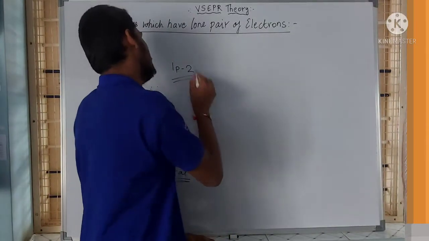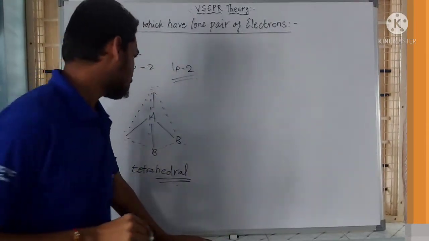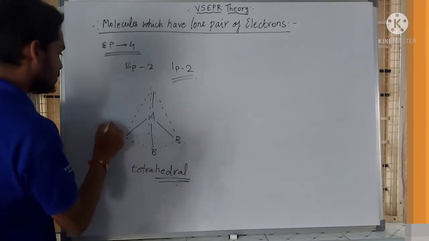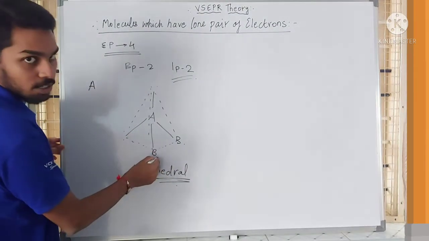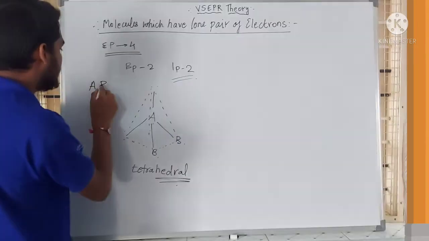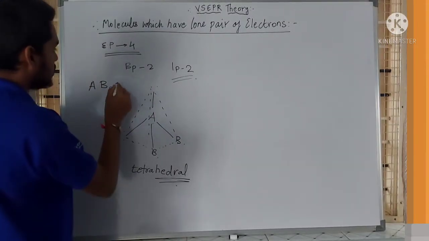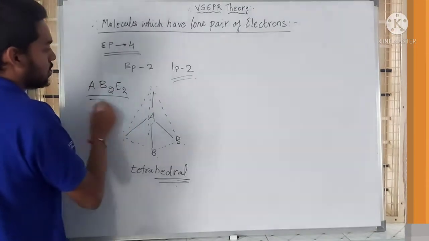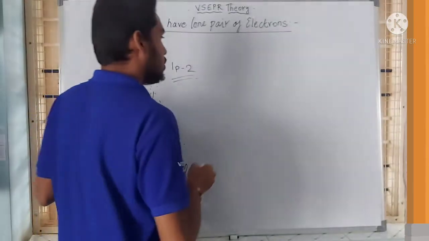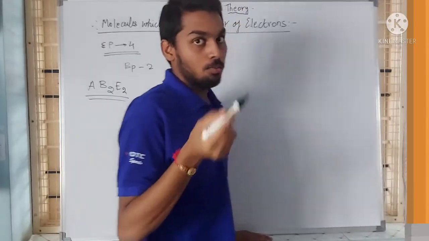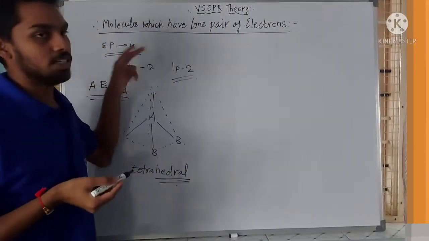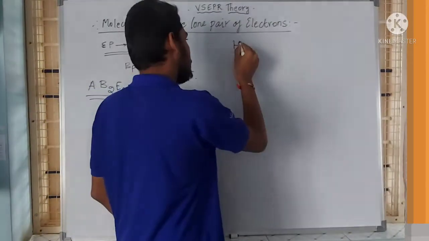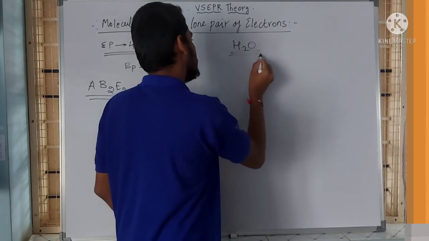How will be the geometry of this kind of structures? So the general formula is A, the central atom, and the number of atoms linked to this central atom is 2, so B2. There are 2 electron lone pairs, so E2. So this is the general formula. Now let us look at the molecular structure. For example, I can give for this type of compounds, it is water. So water is an example for this kind of molecules.